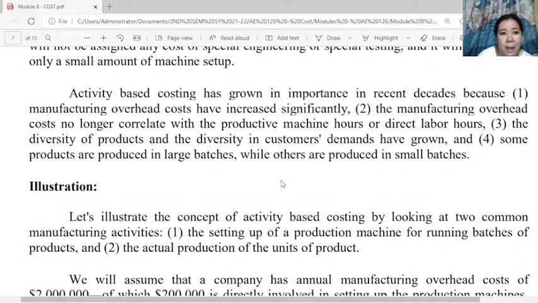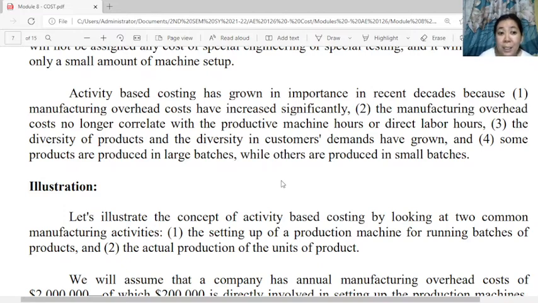Activity-based costing has grown in importance in recent decades because manufacturing overhead costs have increased significantly, and manufacturing overhead costs no longer correlate with productive machine hours or direct labor hours alone.